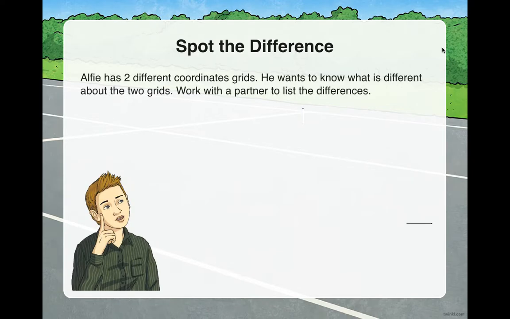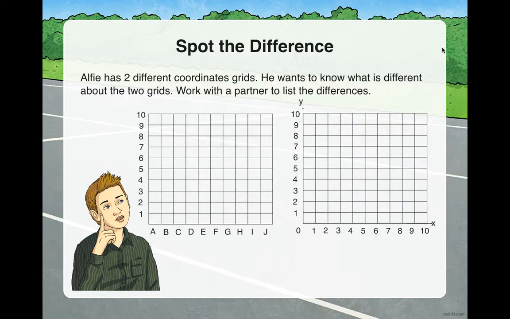Alfie has 2 different coordinate grids. He wants to know what is different about the grids. Work with a partner to list the differences. One is definitely not quite right.